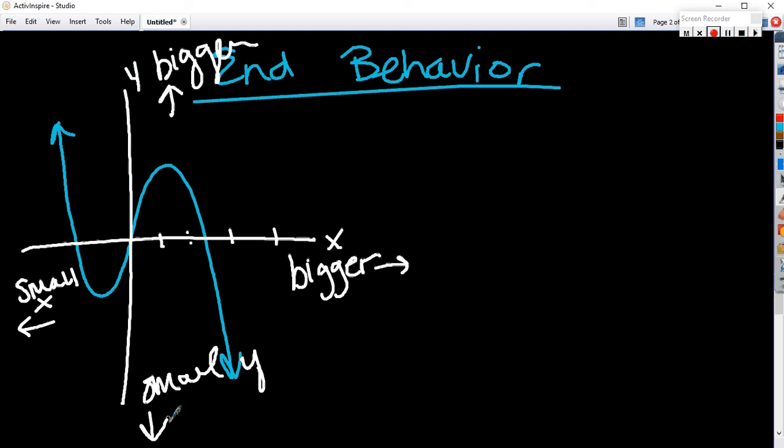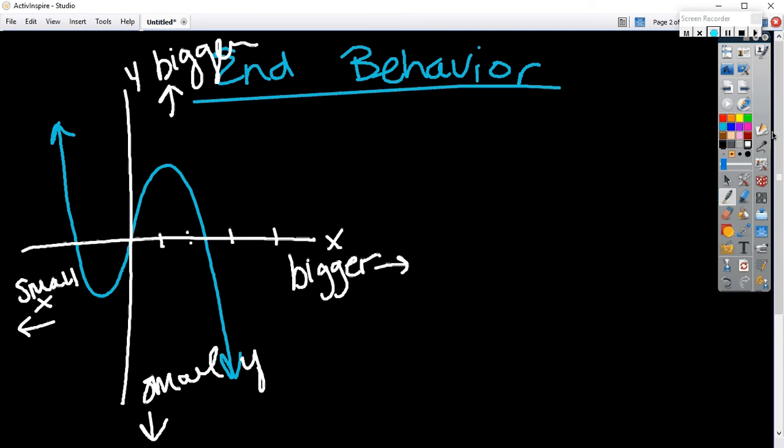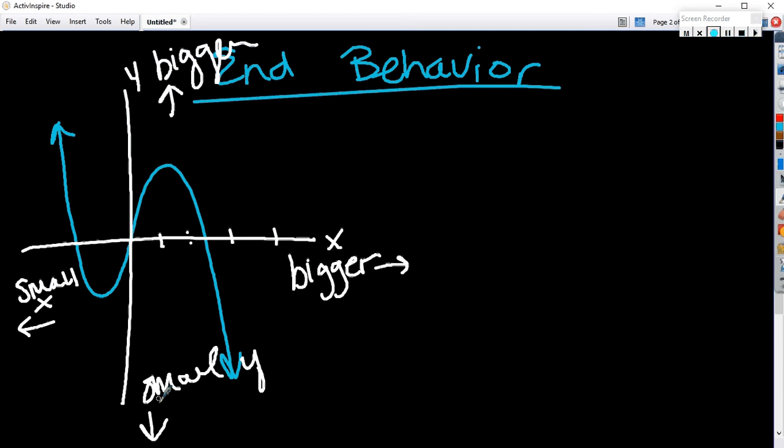All right. So how many ends do you see on this graph? How many ends does it have? Two. Does everybody agree there's two ends? Two arrows. And what do you say on the bottom right there? Small y goes down.